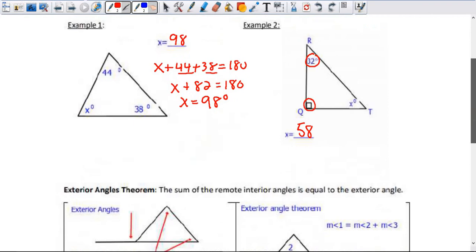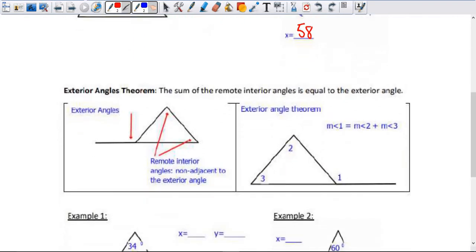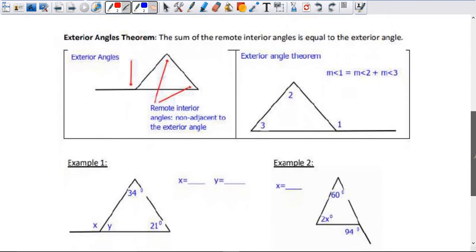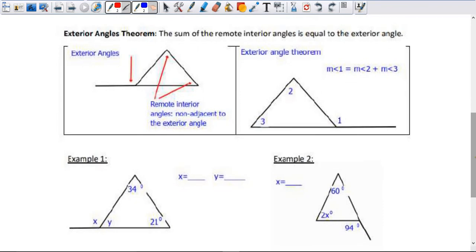All right, moving on now. We have the exterior angles theorem. This is the sum of the remote interior angles is equal to the exterior angle. So as a visual representation, we have an exterior angle here on the outside. Then we have the two remote interior angles here and here. They're the two angles that do not touch that exterior angle. So they're the non-adjacent interior angles, okay? So what the exterior angle theorem says is whatever the exterior angle is going to equal the two remote interior angles added together, all right?